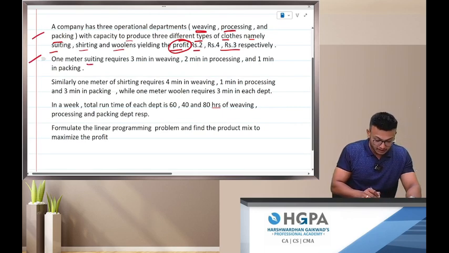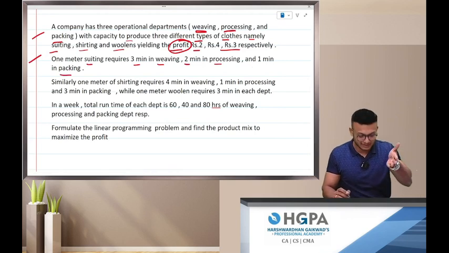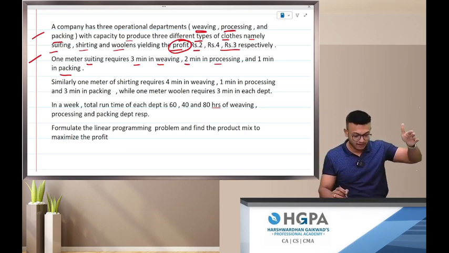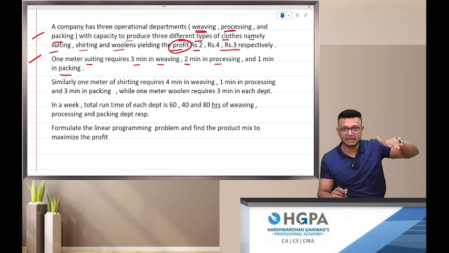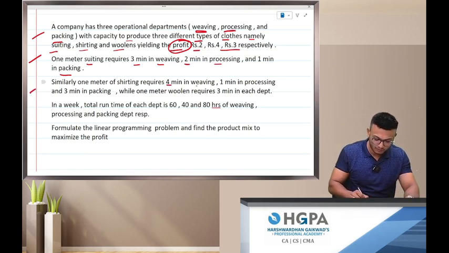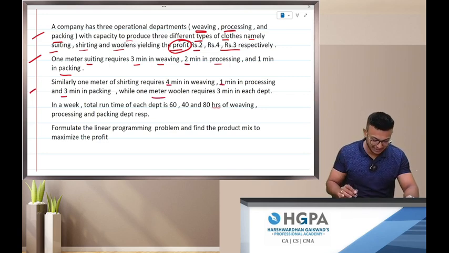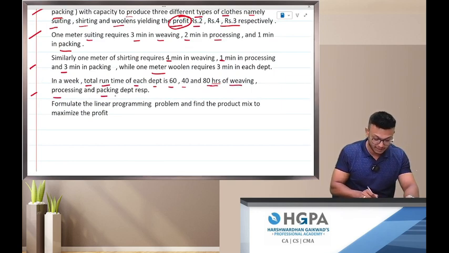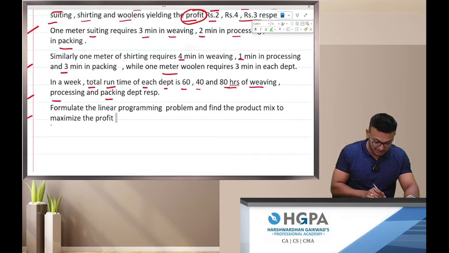Next, 1 meter suiting requires 3 minutes in weaving, 2 minutes in processing, and 1 minute in packing. So your columns have to be like this: suiting, shirting, and woolen. And you have weaving, processing, and packing departments. Then the numbers will come, whatever they have mentioned over here. Similarly, 1 meter shirting requires 4 minutes, 1 minute, and 3 minutes respectively. And 1 meter woolen requires 3 minutes in each department. In a week, the total runtime of each department is 60, 40, and 80 hours of weaving, processing, and packing. Formulate the linear programming problem and find the product mix to maximize the profit.